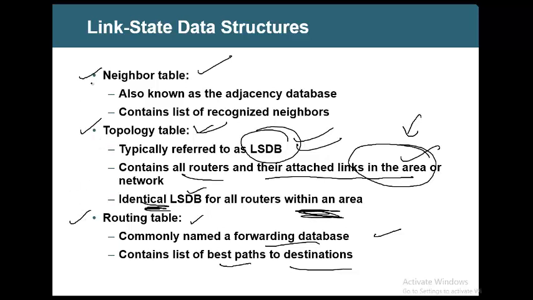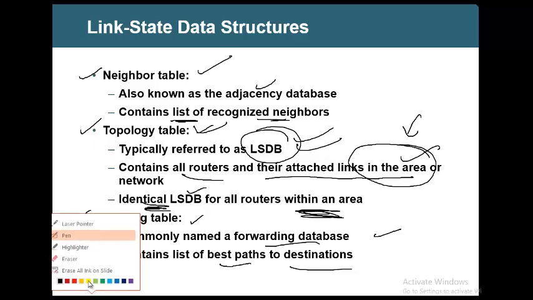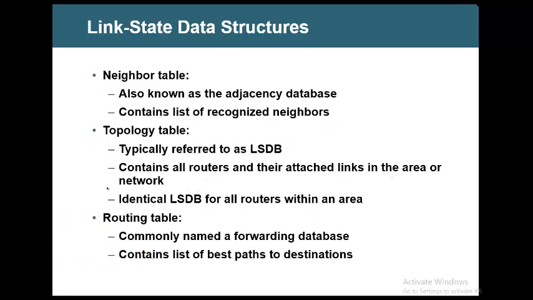The neighbor table will have the list of all neighbors with which the adjacency is formed. To form adjacency, there are some parameters. Only those routers that have fulfilled those parameters can become adjacent routers, neighbors. Those neighbors will be listed in this table. So the link state database has the neighbor table, topology table, and the routing table, three tables.